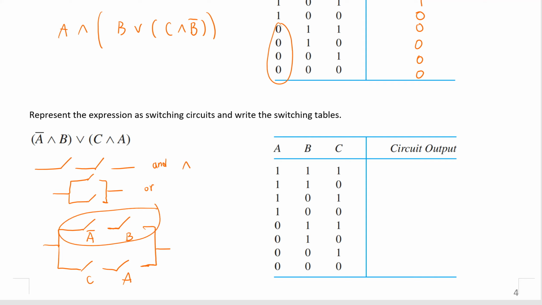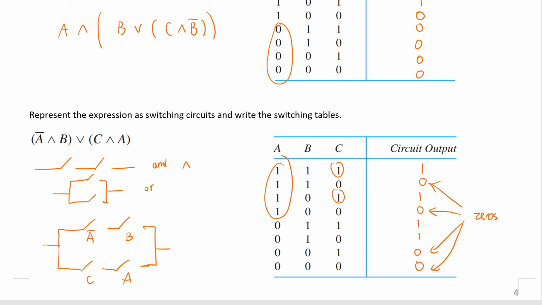Let's look at the first path, okay? We can pass through if A complement is closed, which means when A is open, is 0. And when B is closed, so this guy. So this is the first path. We can put 1 right here. The second path, CA. So CA means we must have C is 1 and A is 1. So A has to be 1 and C has to be 1 as well. So this is 1. Because those are the only two paths, all of the others are 0s.